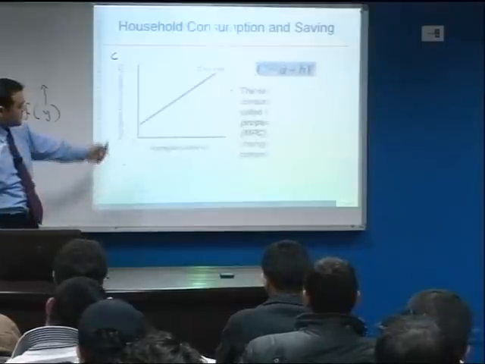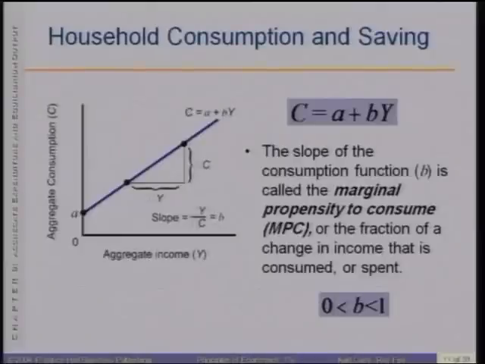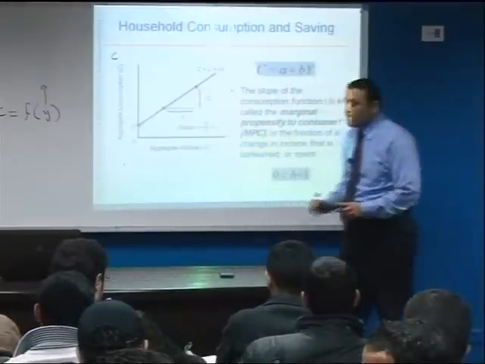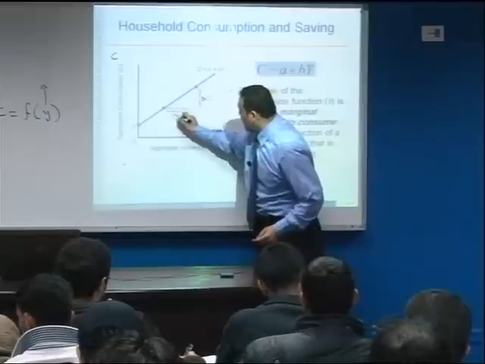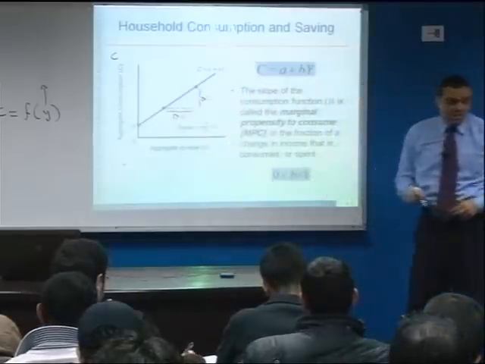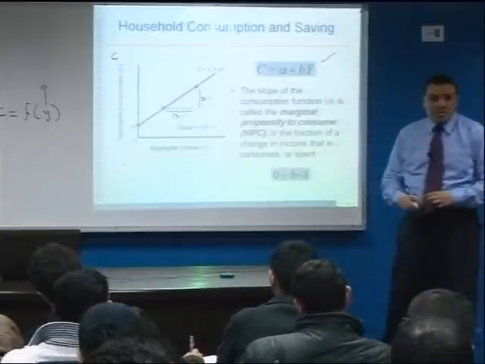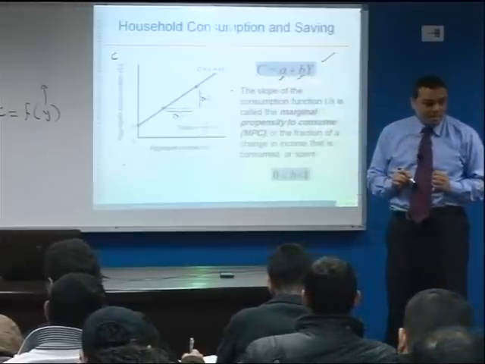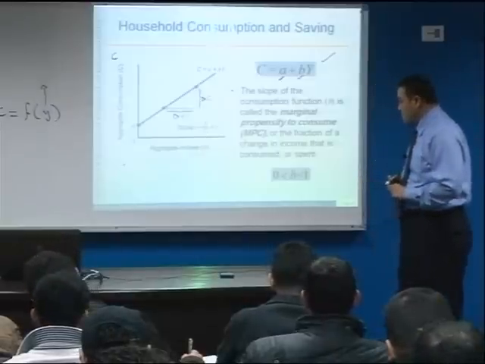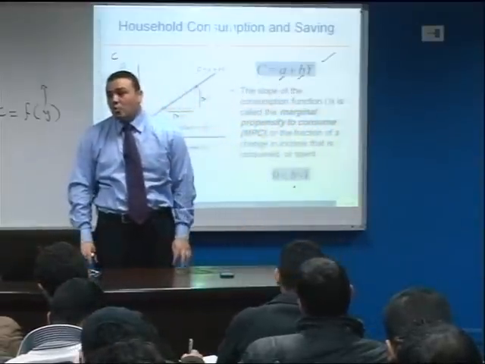What about this? As we explained, B, or the marginal propensity to consume, is delta C over delta Y, and this is the slope. This is the marginal propensity to consume, right? This is the consumption function, A plus BY. And as you see, B is between 0 and 1.